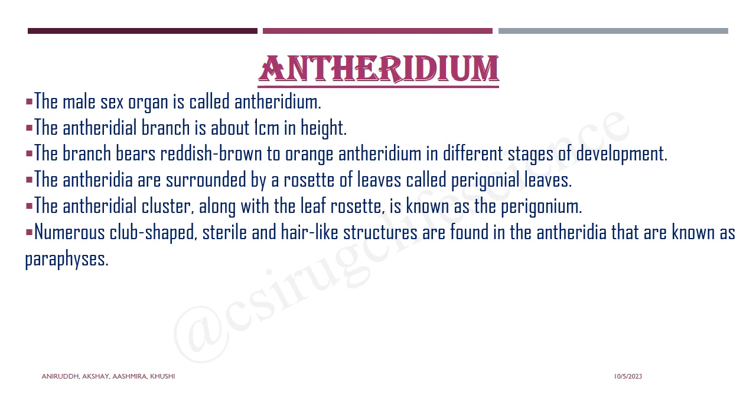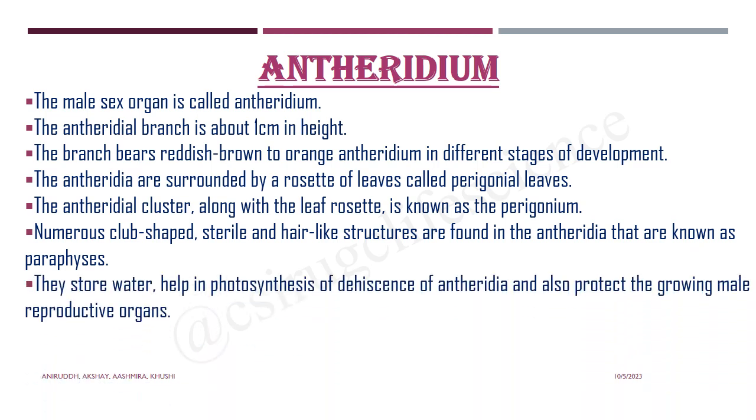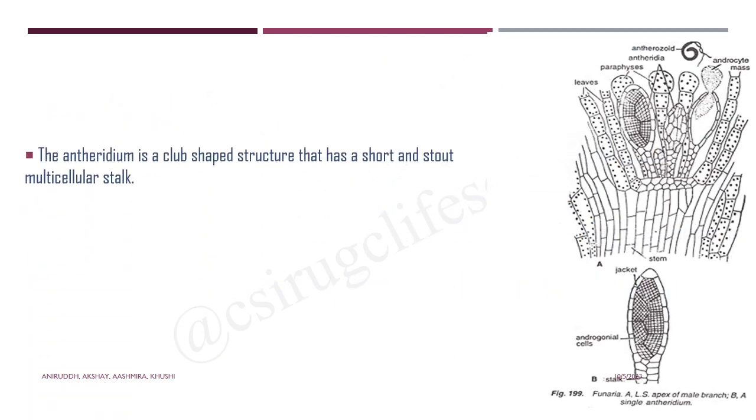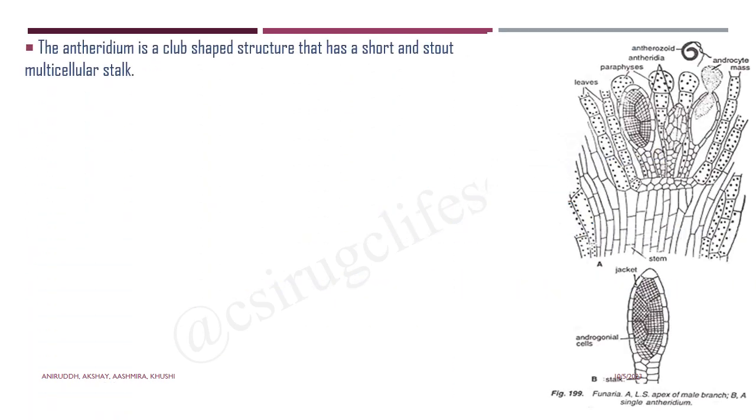Numerous club-shaped sterile and hair-like structures are found among the antheridia that are known as paraphyses. They store water, help in photosynthesis, and also protect the growing male reproductive organs. You can see the structure of antheridia on your right side.